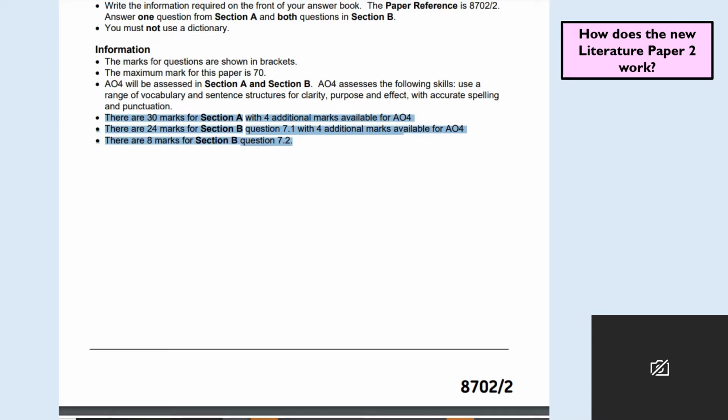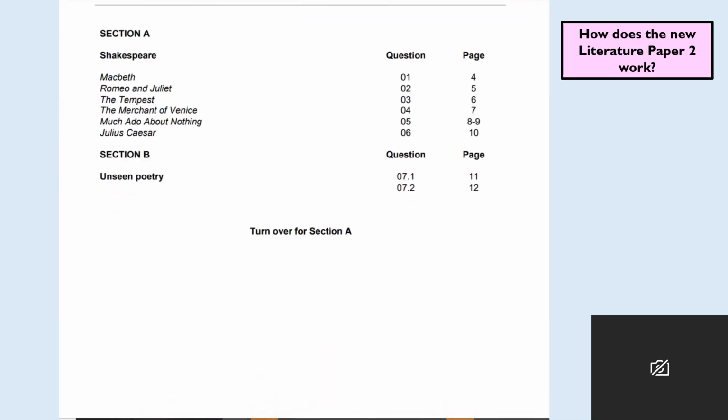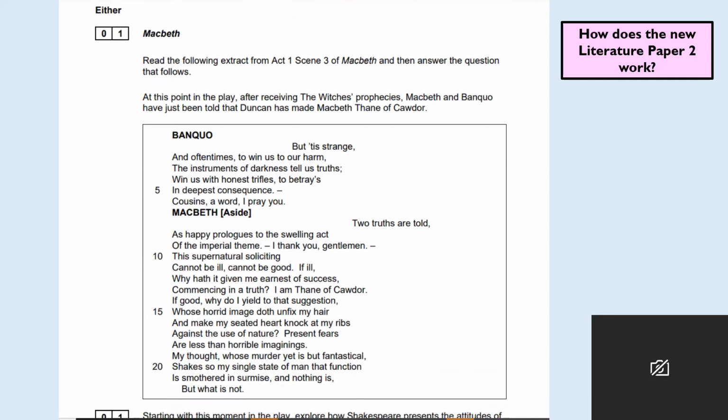So that's the Macbeth question. 24 marks in section B with 4 marks available for SPAG. And then there's 8 marks for the comparative question in section B. So section B is unseen, section A is Macbeth. Macbeth is usually the first question on the paper, and you'll be able to see here to make sure you go to the right question.